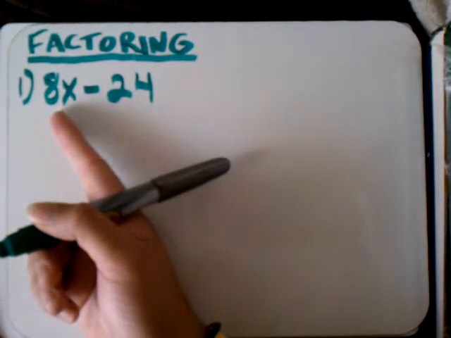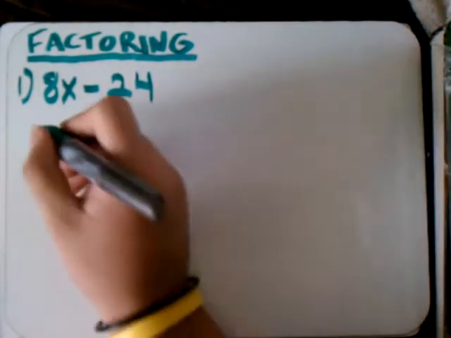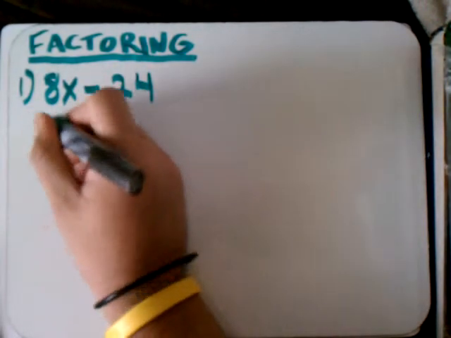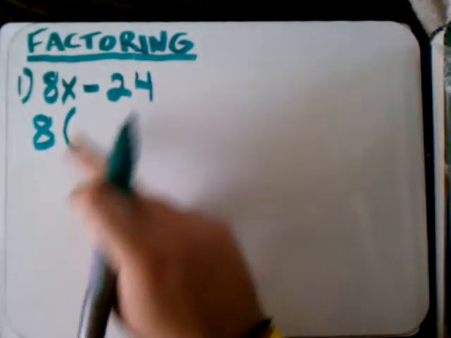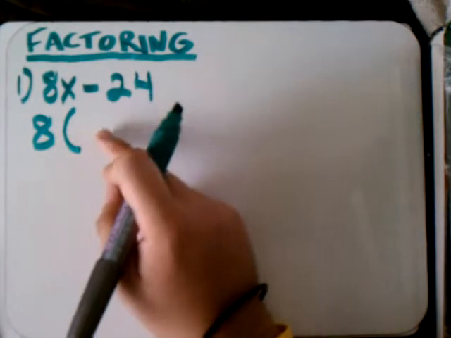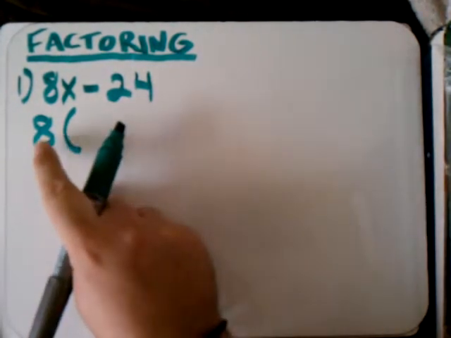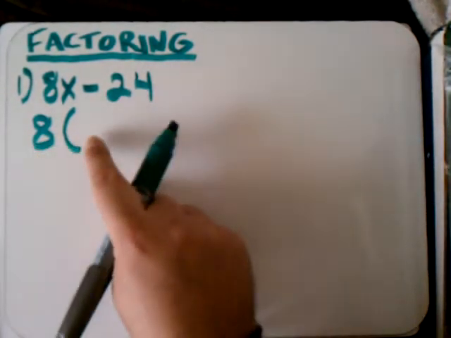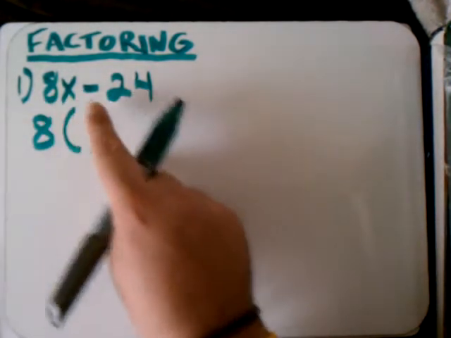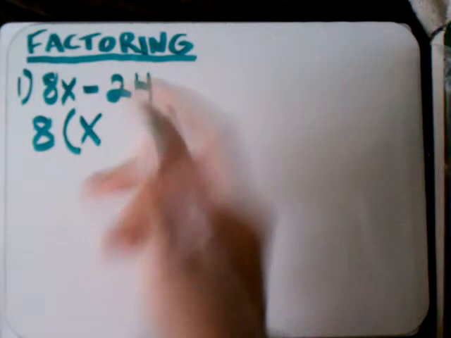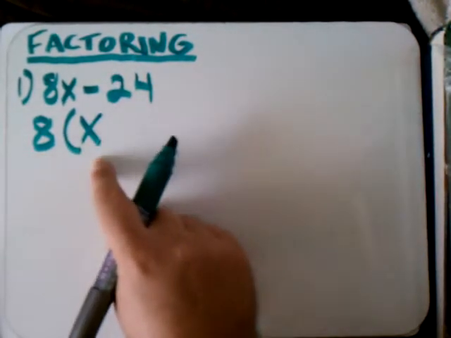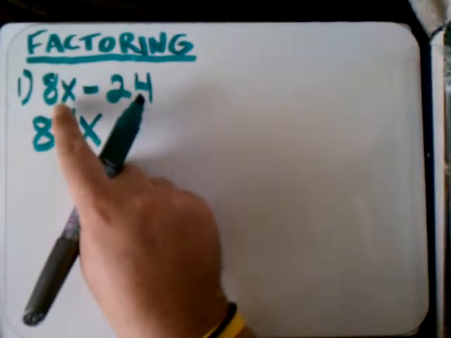So you're going to take out whatever they have in common and open a parenthesis. And whatever is left, you're going to put it inside. In this case, 8 times what is going to give you 8x? Well, 8 times x. When you multiply 8 times x, it gives you 8x.